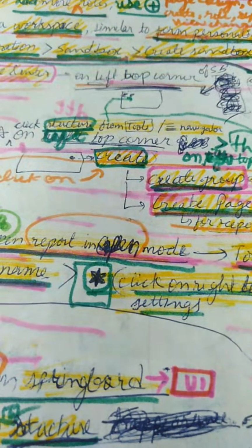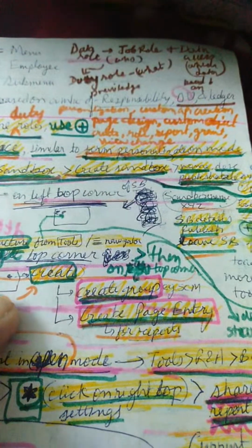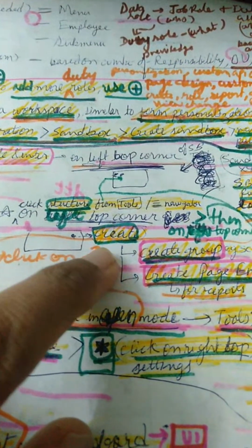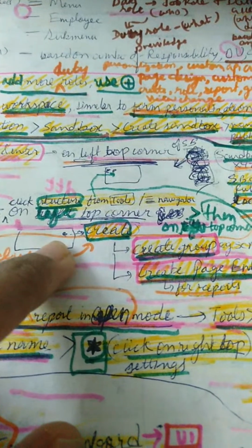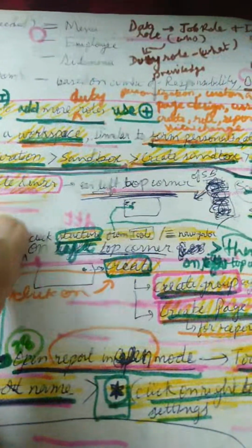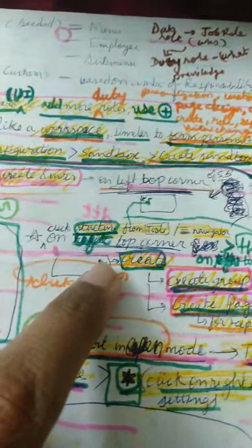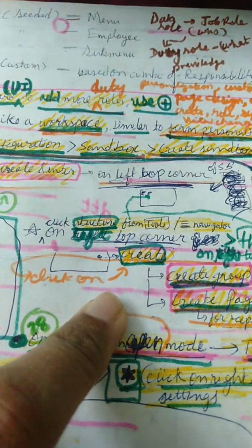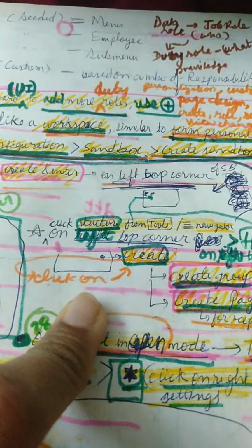For that, what we do is we create a sandbox with the tool selected as structure. So I have selected structure, and I've entered create and enter. I have created a sandbox and I have entered it. Now I have to click on the structure, the selected tool.